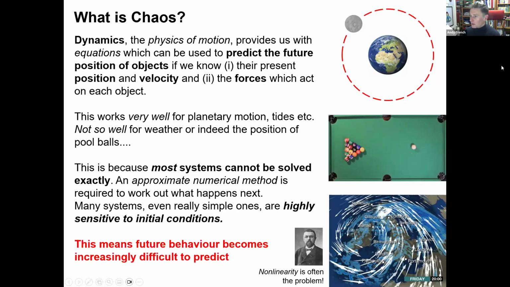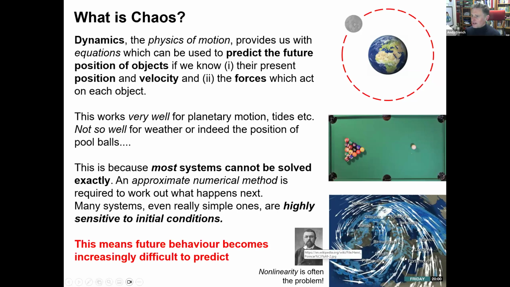Certainly not for playing pool. If you hit a cue ball and the break is always randomized, that's because a tiny error in your cueing will result in a completely different set of outcomes. If that wasn't the case, pool would be very boring as a game. So, in other words, most systems can't be solved exactly, and you need a numerical method. And unfortunately, the outcomes are often highly sensitive to our initial conditions.